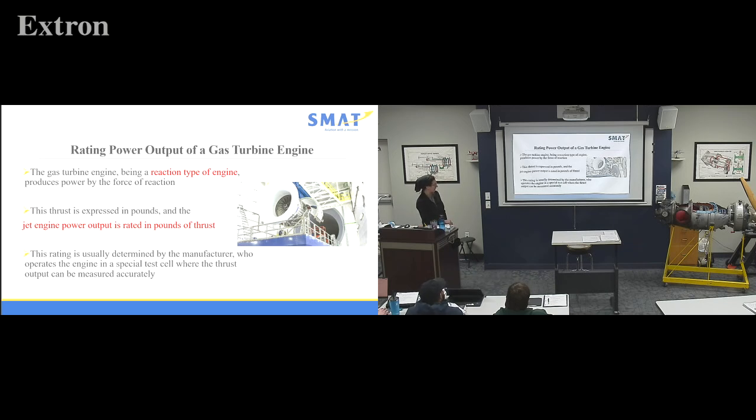Rating the power output of a gas turbine engine. And again, remember the term is a reaction engine. It produces power by the force of reaction. Thrust is expressed in pounds, and jet engine power output is rated in pounds of thrust. The manufacturer usually determines that rating, and they operate the engine in a special test cell to do all of their calculations accurately.